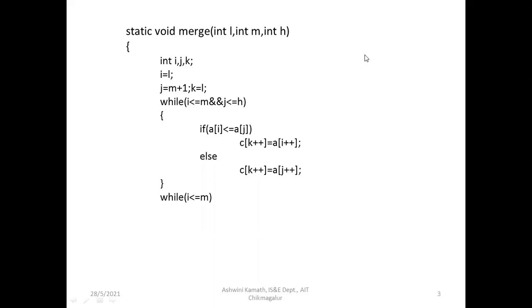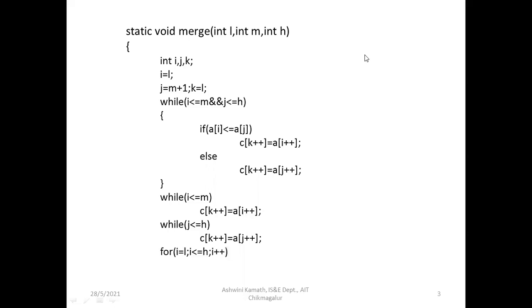Then while I is less than or equal to M, that means if we have any values left in the left array, include them into C: C of K plus plus is equal to A of I plus plus. If any values are left in the right array, then while J is less than or equal to H, include them: C of K plus plus is equal to A of J plus plus.